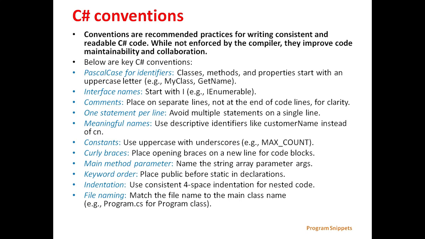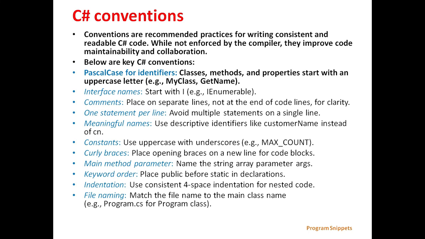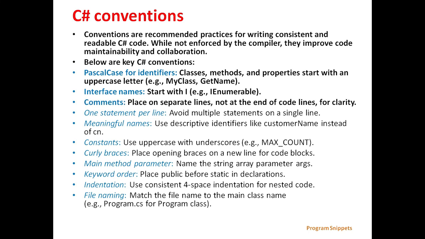Then conventions. Conventions are recommended practices for writing consistent and readable C# code. While not enforced by the compiler, they improve code maintainability and collaboration. Some of the conventions in C# are Pascal case for identifiers, that is classes, methods and properties start with an uppercase letter. Interface names start with I. Comments are placed on separate lines for clarity, not at the end of a code line. Then avoid multiple statements on a single line.